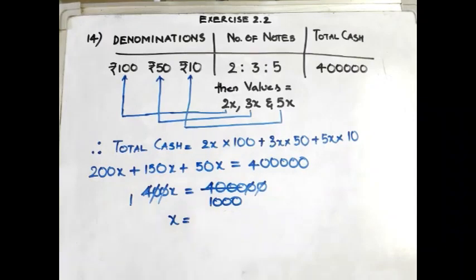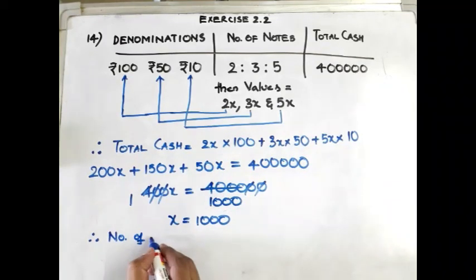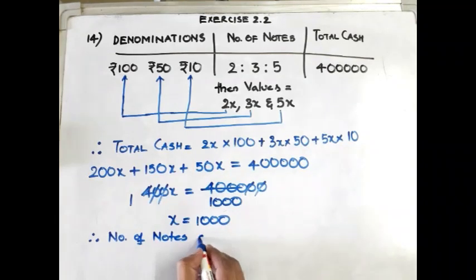So the value of x is 1000. Okay, now look, they asked us to find how many notes of each denomination. Therefore, the number of notes of each denomination.